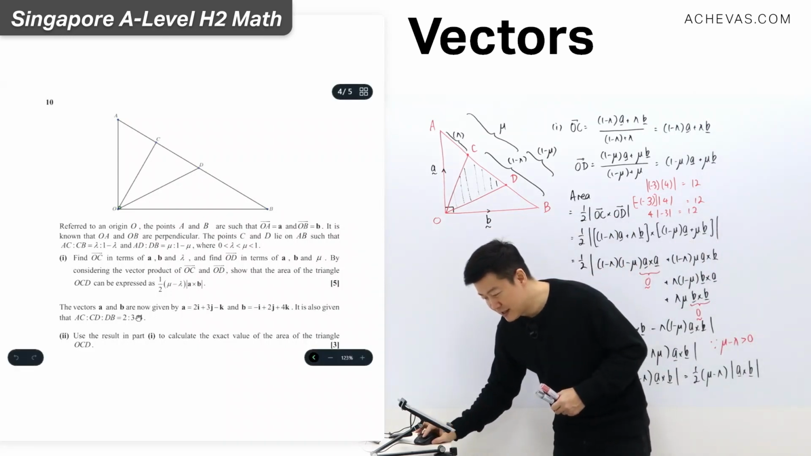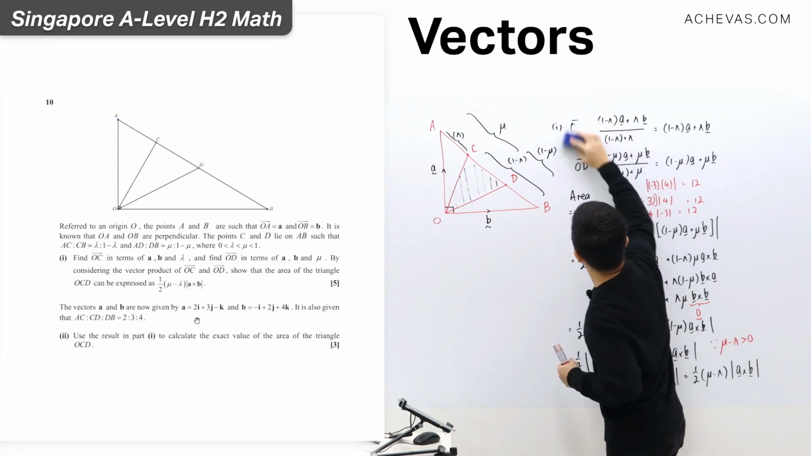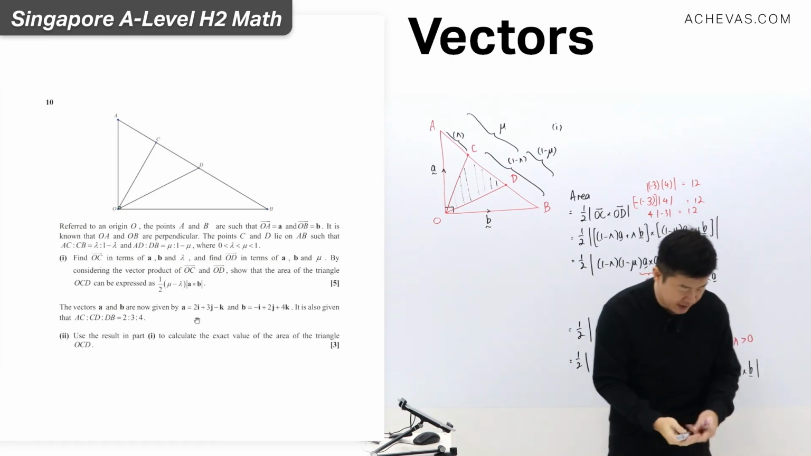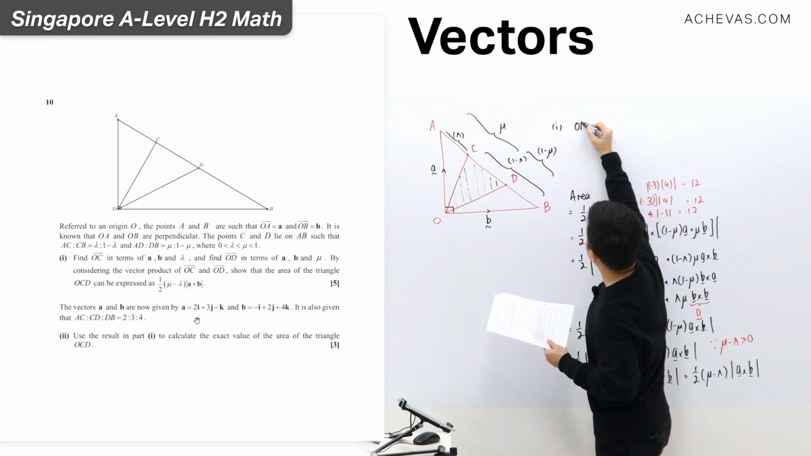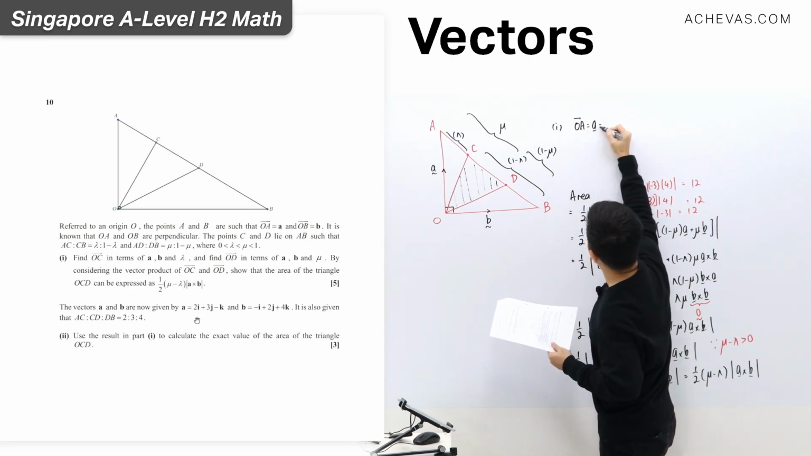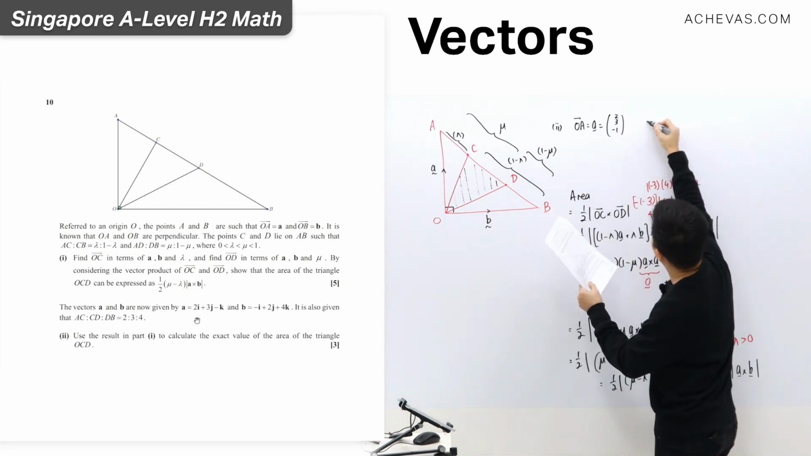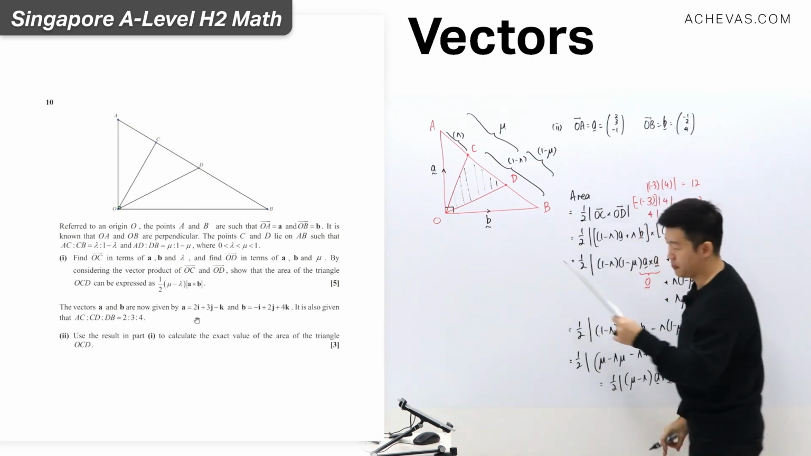Next, it is now given to me that A and B are this. Let me write down this piece of information. So it is given to me that OA, the position vector, which is this A here, I'm doing part 2, is 2, 3, minus 1. And OB, which is this B here, is minus 1, 2, 4.